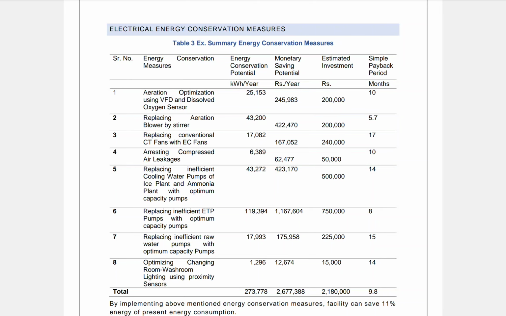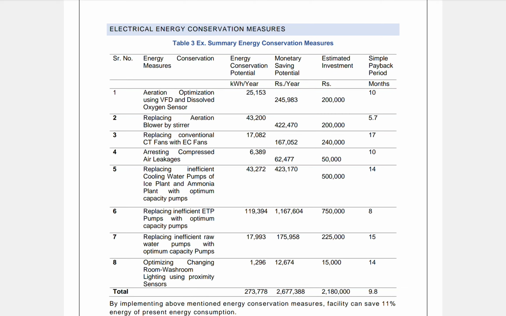Then the second is replacing the aeration blower with a stirrer. Okay, so there is a variety of applications of aeration. One is the blower, where we compress air at one location and then push it into the water. The second is using a stirrer. Our end objective is to aerate the plant, or the water aeration.